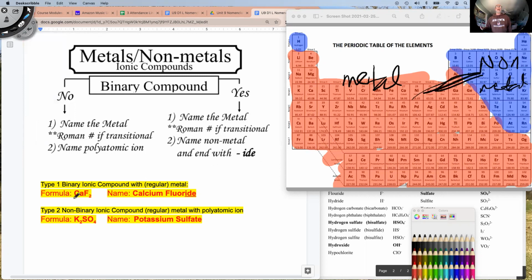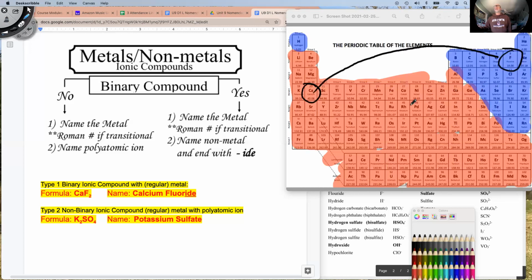For example, the calcium is the metal, and the fluorine over here, that is the nonmetal. Okay, so you'd have the calcium metal and the fluorine nonmetal. It's got to be a mixture of red and blue. Yes, it's got to make purple. You'll see this next one here.